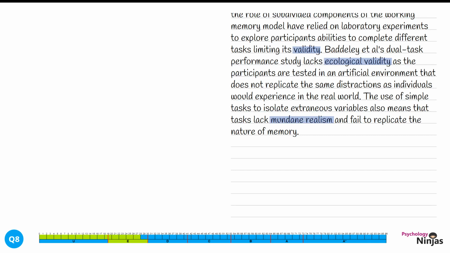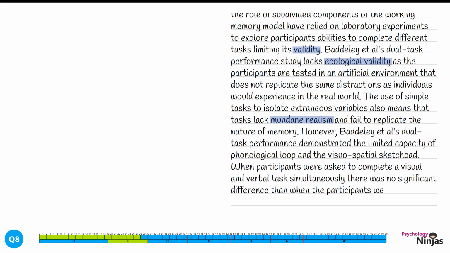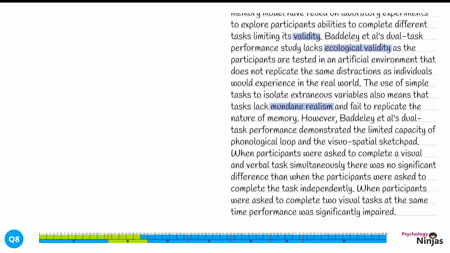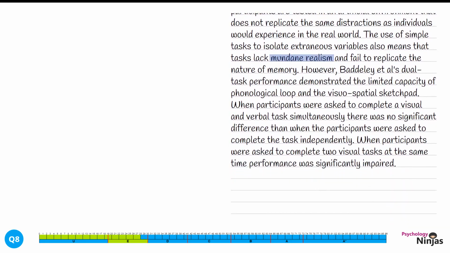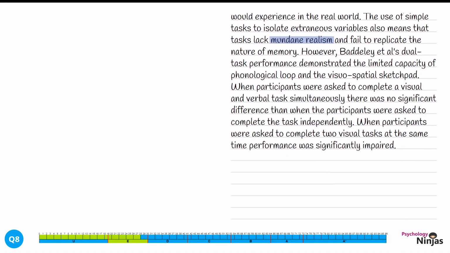We're going to give a counter-argument here about how this experiment might be positive for the working memory model. However, Baddeley et al.'s dual task performance demonstrates the limited capacity of the phonological loop and the visual spatial sketchpad.